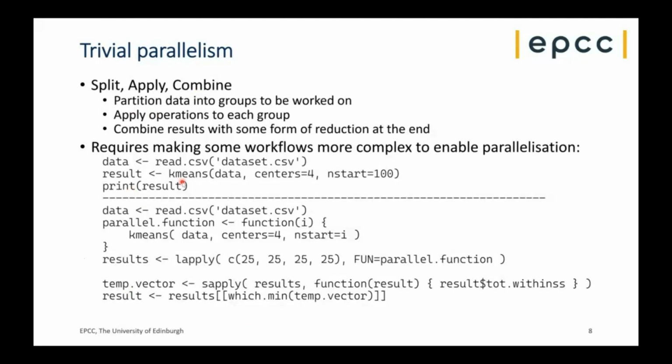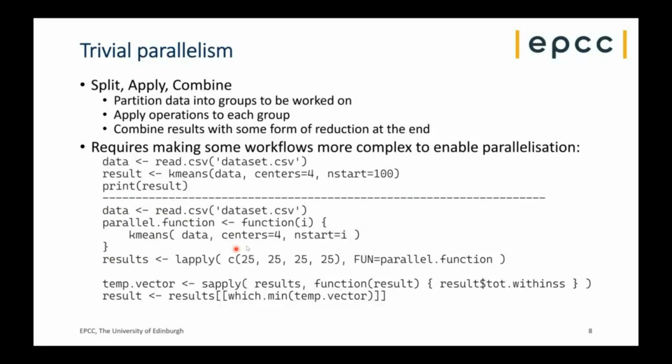So an example I've got down here, this is the serial code. I read some data in, I run the k-means analysis on that data, and I print out the results. And this will just use 1 worker. If I want to parallelize this across 4 workers, then I may need to make this a little bit more complicated.